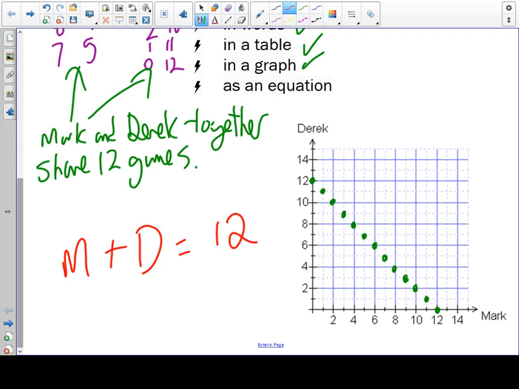All right, good enough. You need to be able to take a relationship like this and represent it all 4 ways: in words, in a table, in a graph, and as an equation. Plus, if you see it as one of the methods, you need to be able to express it in the other 3.